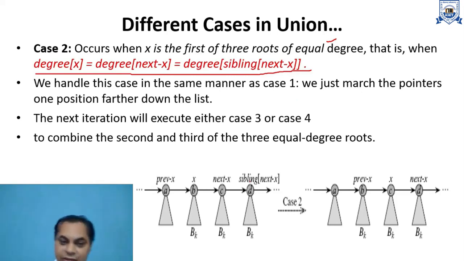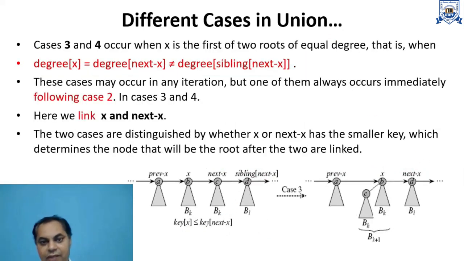Now this is x, this is next of x, this is the sibling, and all have the same degree k. In this situation we move forward. That means this c becomes the x, this b becomes the previous of x, and this d becomes the next of x. Now come to case 3.